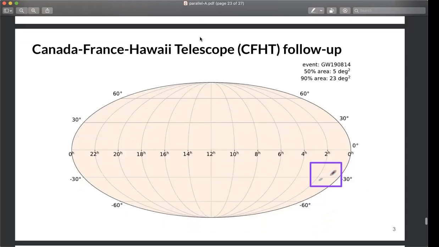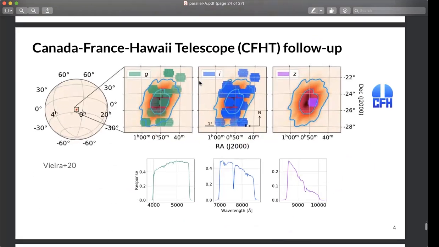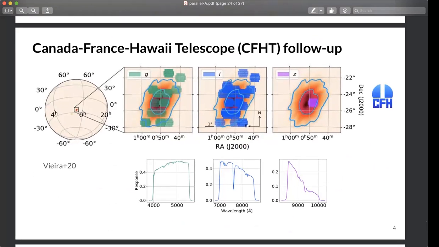Next slide, please. So as I mentioned, this event was crazy well localized. That's why there's that little box in the bottom right corner telling you where we're now going to zoom in. Next slide, please. So what we're now looking at is exactly where we pointed the Canada-France-Hawaii Telescope. Each of those colored regions are tiles where we pointed the scope. The g, i, and z are just names for different filters. For folks who aren't familiar with those filters, the response curves are on the bottom.